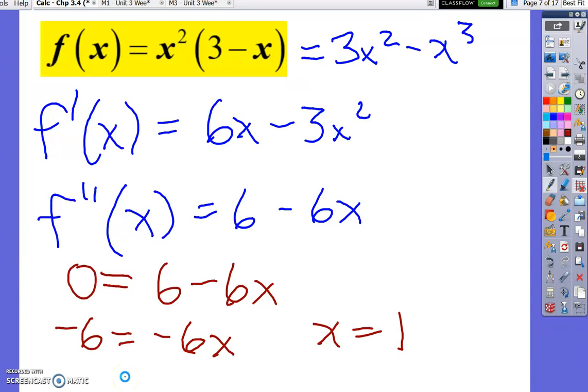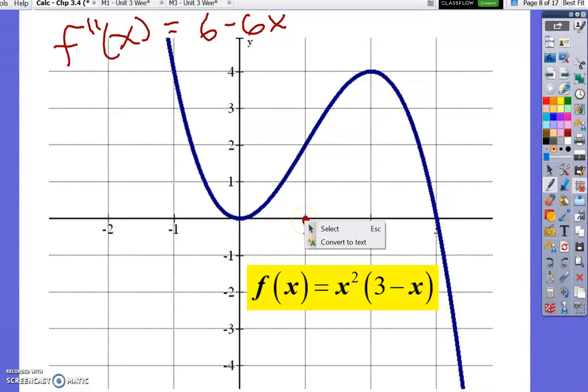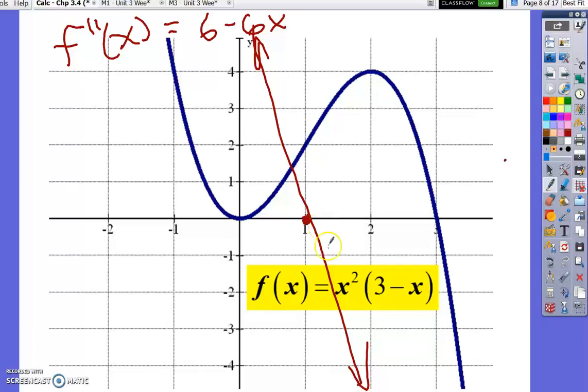So just on this graph, let's go ahead and graph our second derivative. So f double prime of x was 6 minus 6x. So the y-intercept is 6. The slope is negative 6. And the x-intercept was 1. That's what I just found out by setting it equal to 0. So it does something like that. That is a very bad graph, but it's good enough. It gives me the idea. So I've got my second derivative. I know it's 0 here, and that's what's happening.